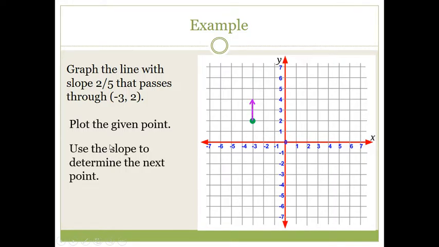So there I graph the point (-3, 2), and now I'm going to use the slope of 2/5 to get to my next point. We can see here that this means go up 2, because that's the rise, or the change in y, and then go to the right 5. And then I plot another point, and then I just connect those points with a line.